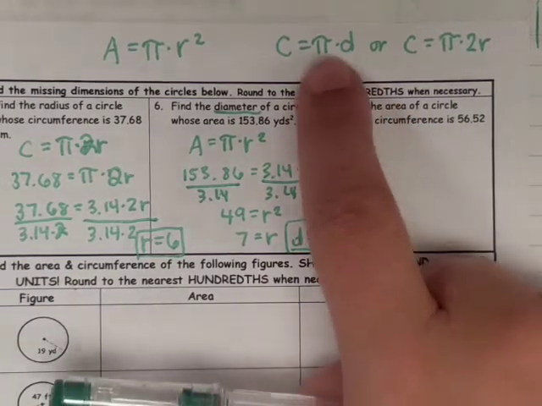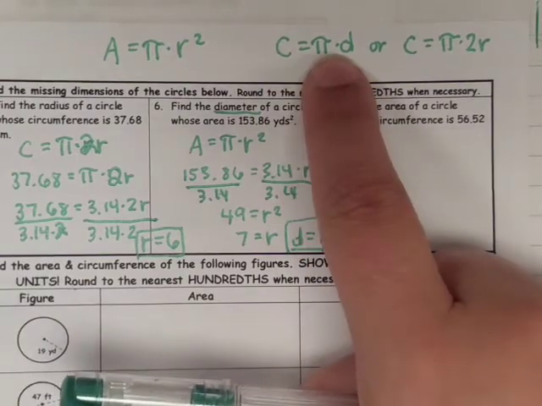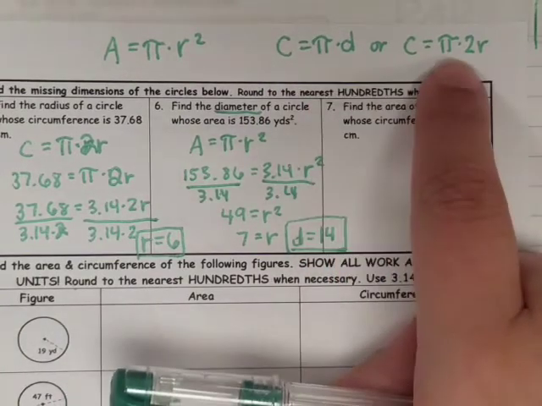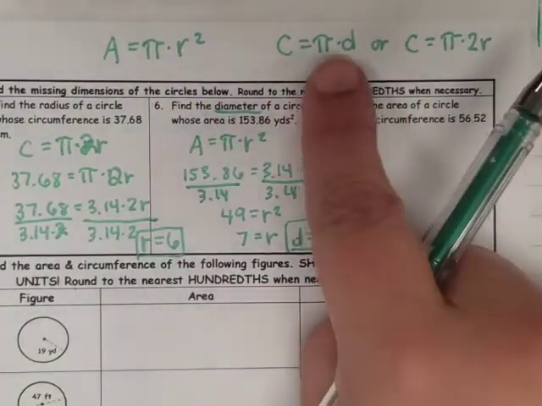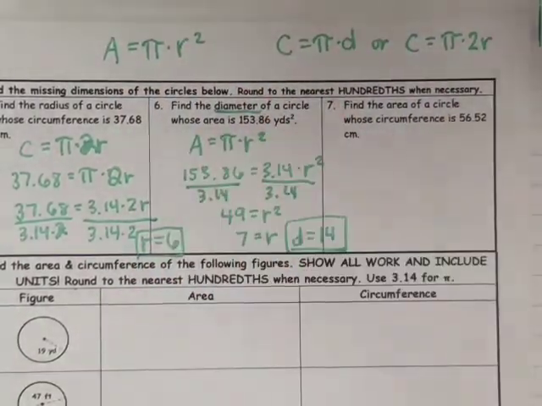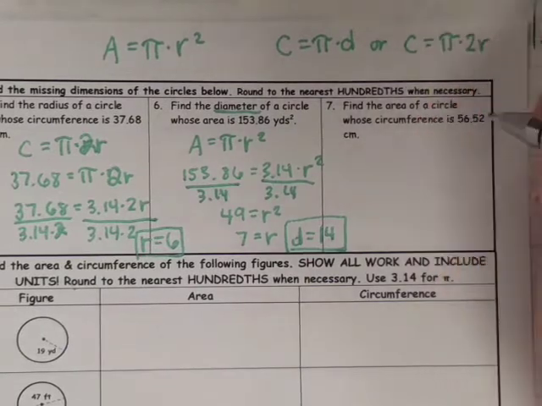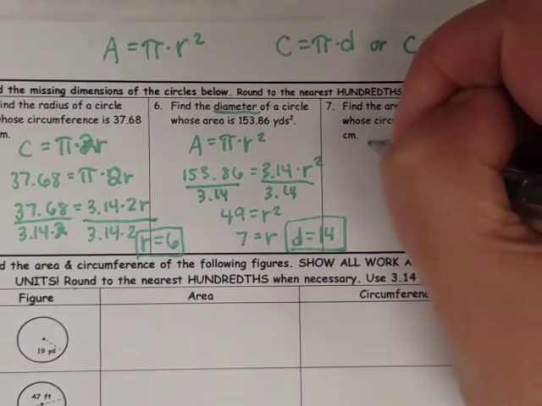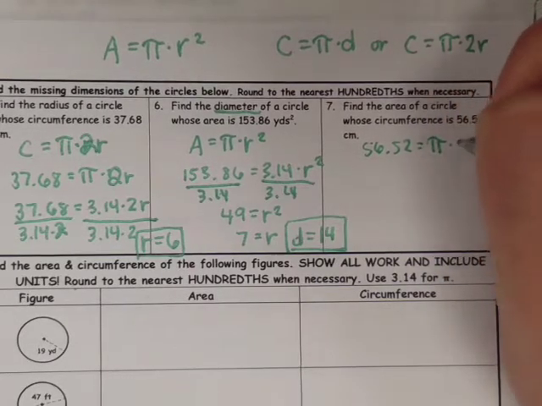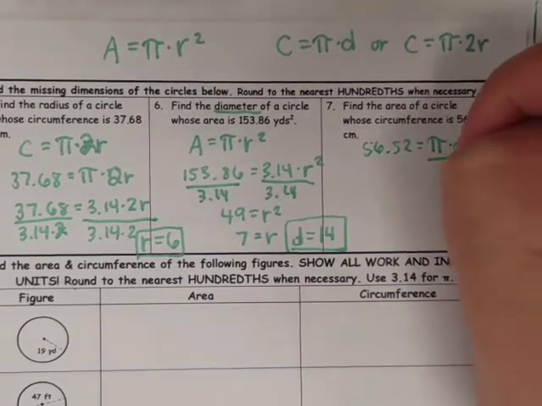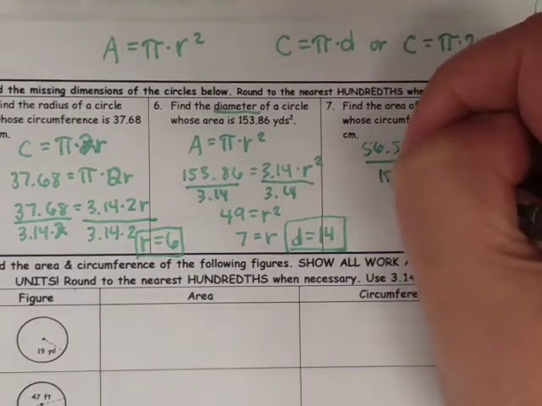So we know circumference, and if we get circumference, we can get diameter or radius. And then if we can get radius, then we can get area. So this one we're actually having to do both formulas in order to get the answer. So the circumference is 56.52. So 56.52 equals pi times diameter. Divide both sides by pi, which is 3.14.